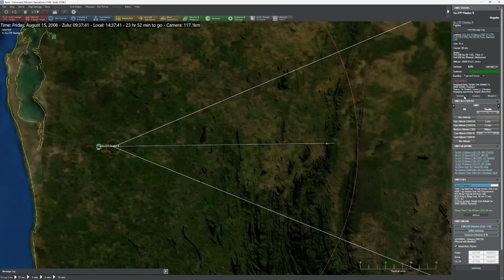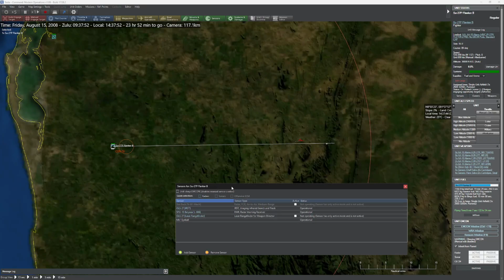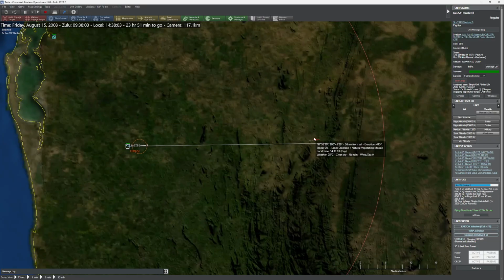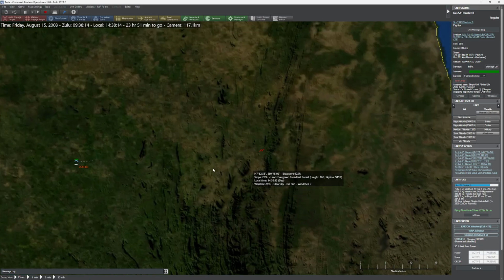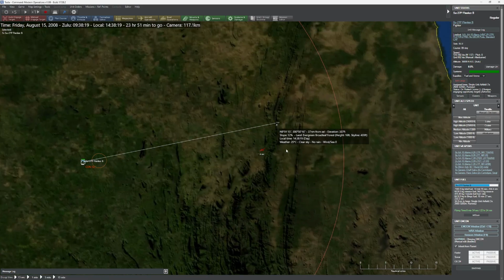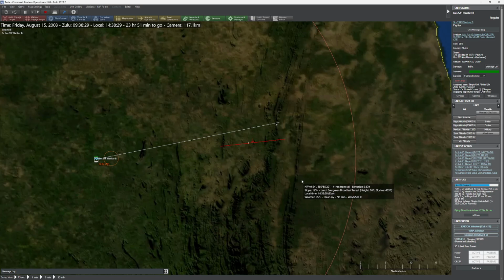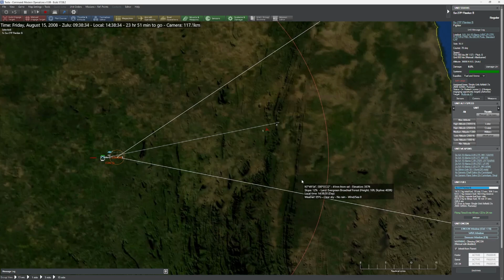Now, there's one thing I am curious about, a little bonus, I guess I'm going to call it. I'll shut the radar off for a second here. Do you notice that I can still see this target? No problem. The reason I can still see the target, and you see I'm starting to lose him, is because I'm using my thermal sight.